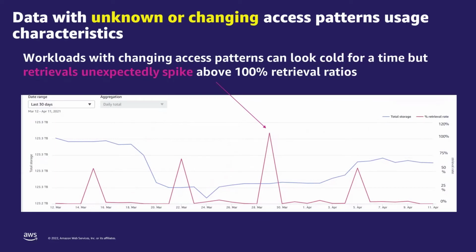Alternatively, many customers observe that their data can become cold for a period of time, but often data retrievals spike unexpectedly over the year. This is because many customers use S3 to store shared data sets or content that can unexpectedly become frequently accessed. And for use cases like these, where access patterns can change over time, customers use the S3 Intelligent Tiering storage class because it is designed to optimize storage cost by automatically moving data to the most cost-effective access tier when access patterns change. We'll talk more about Intelligent Tiering in our next section.